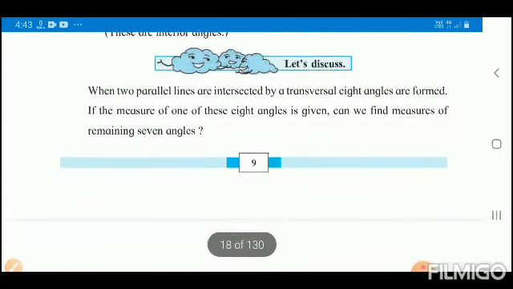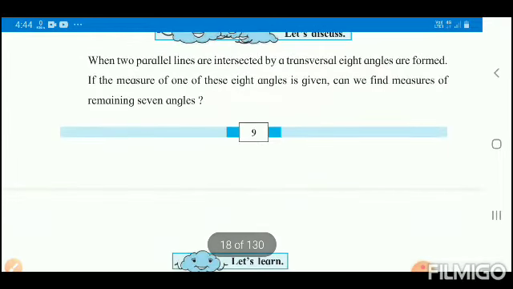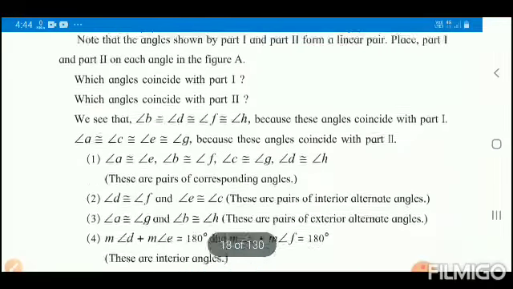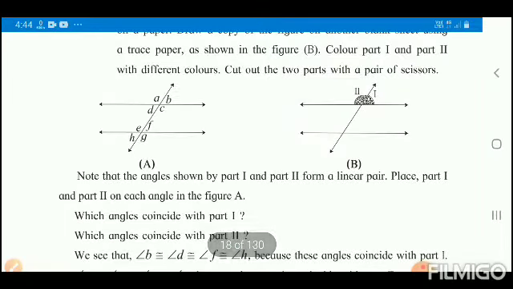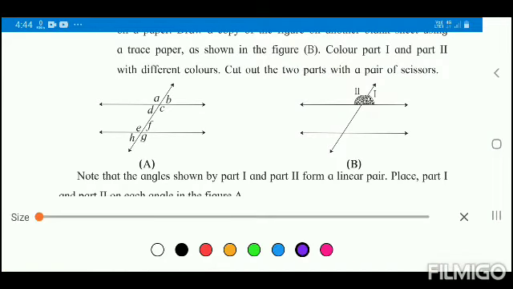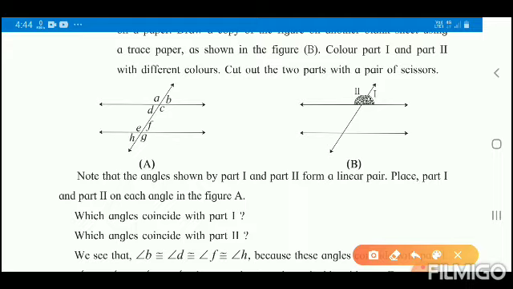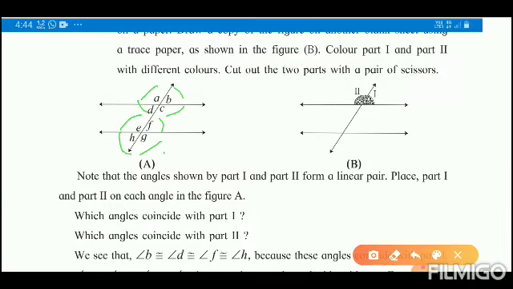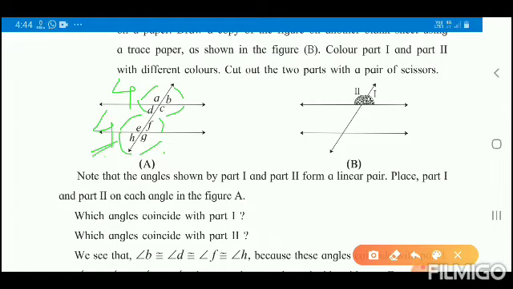When two parallel lines are intersected by a transversal, 8 angles are formed. Here we can see in this figure, there are a total of 8 angles. Look: angle A, angle B, angle C, angle D, angle E, angle F, angle G and angle H. Means upside 4 angles, downside 4 angles. So in total it becomes 8 angles.